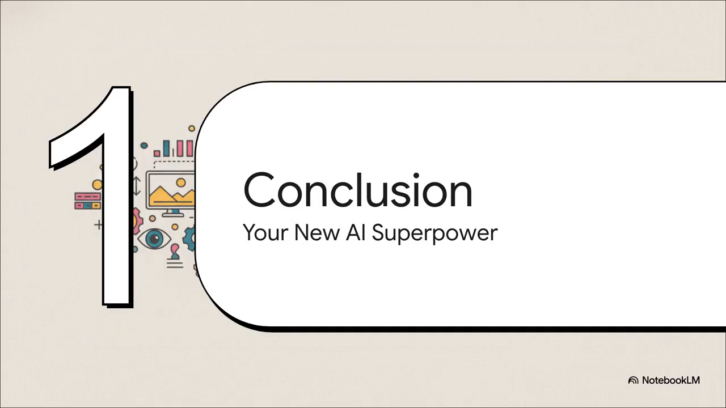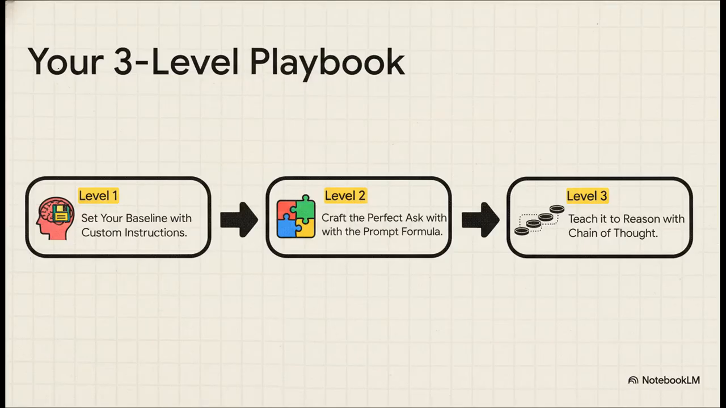So let's bring this all home. In just a few minutes, you have learned 3 incredibly powerful techniques that honestly are like gaining a new AI superpower. So here is your playbook all recapped. Level 1, set that permanent memory with custom instructions. Level 2, master every single ask with that 4-part prompt formula. And level 3, teach the AI to actually reason through complex problems using chain of thought.